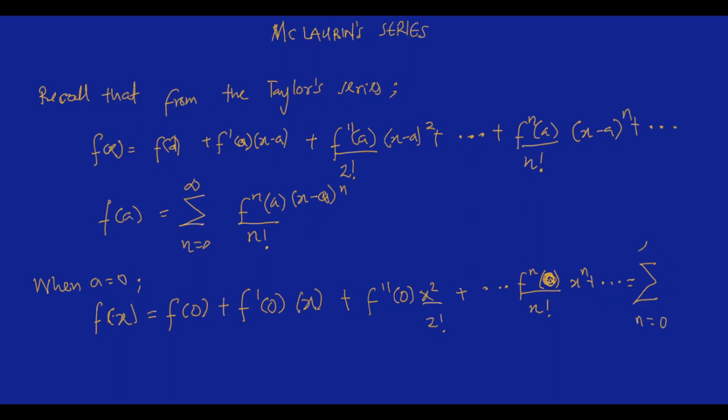an infinite summation of the nth derivative at 0 times x raised to power n divided by n factorial. So this is the Maclaurin series for the expansion of a function. So let's take a look at a question to explain this concept.